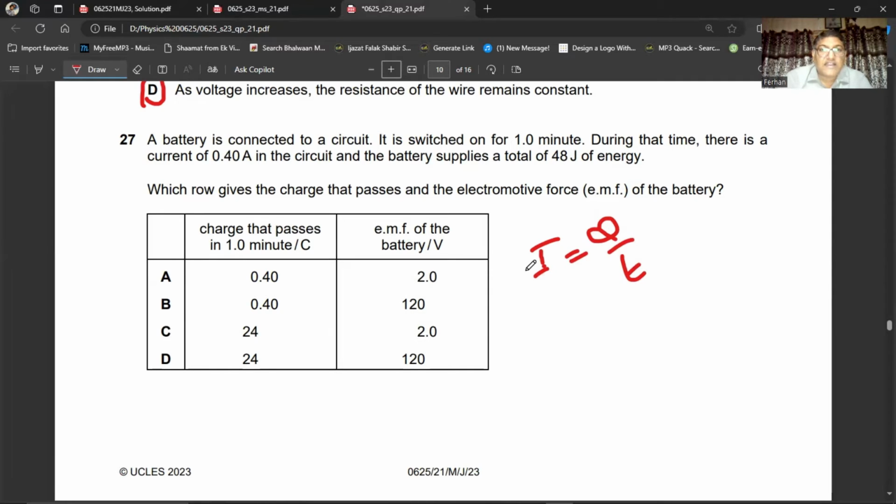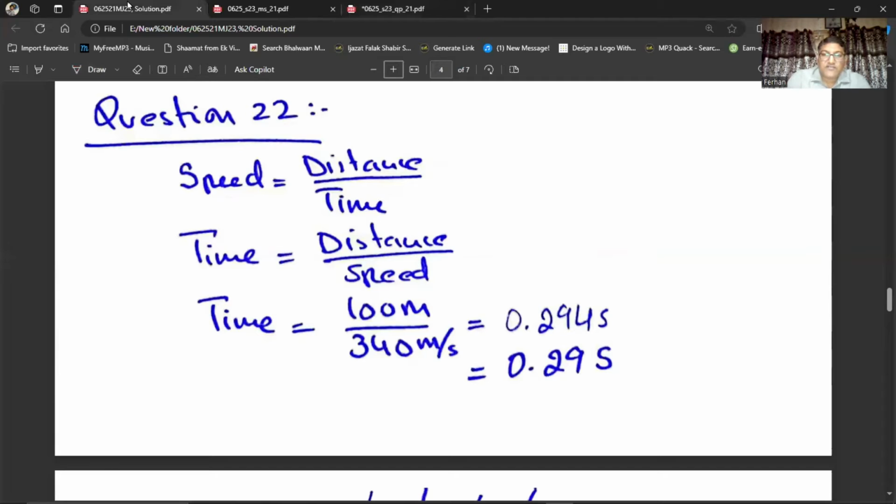I know the current, that is 0.40 ampere. I know the time, that is 1 minute, which means 60 seconds. And I can calculate the charge. Once I know the charge, then I can calculate the EMF. EMF is equal to the energy divided by the charge. The formula for the EMF is energy divided by the amount of the charge. Okay, so let me show you my calculation. I have shown this.